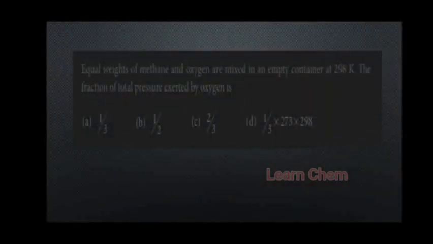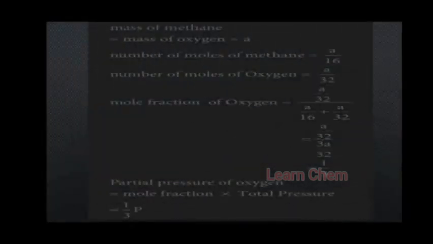First one: equal weights of methane and oxygen are mixed in an empty container kept at 298 Kelvin. What is the fraction of total pressure exerted by oxygen? So we have to find the pressure exerted by the oxygen. How to solve this problem? First, the mass of each gas is the same, so the mass of methane and the mass of oxygen is the same. We take it as A.